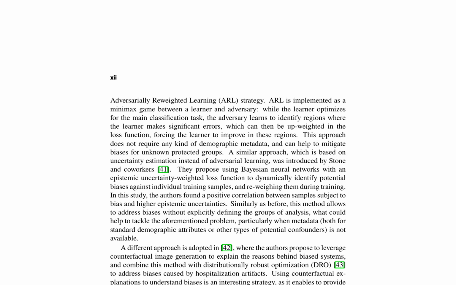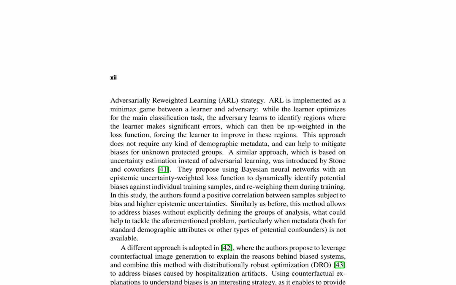The 12th page of the research paper delves into strategies to mitigate biases in AI for medical imaging, focusing on methods that do not require demographic metadata. It introduces the adversarially reweighted learning (ARL) strategy, a minimax game between a learner and adversary. The learner optimizes for the main classification task, while the adversary identifies regions where the learner makes significant errors, which are then upweighted in the loss function. This approach can help mitigate biases for unknown protected groups.